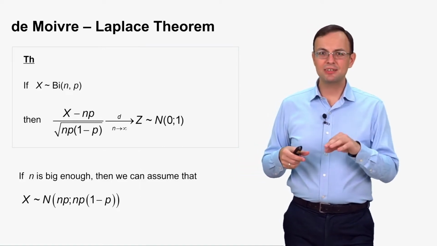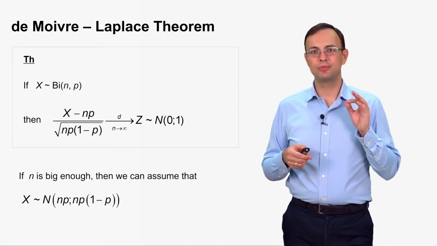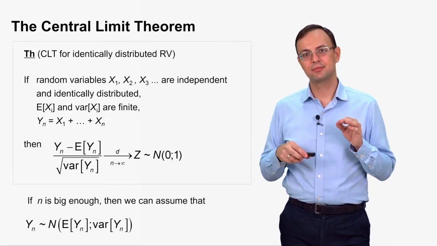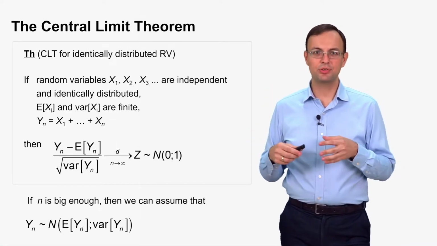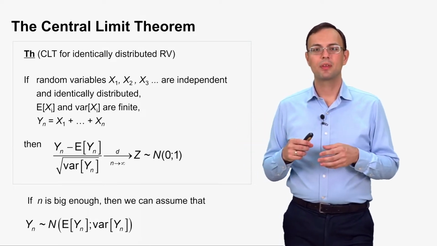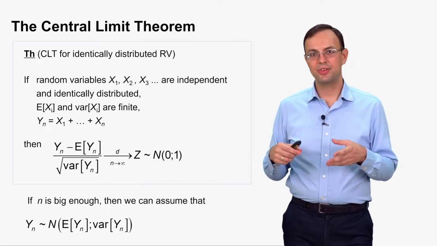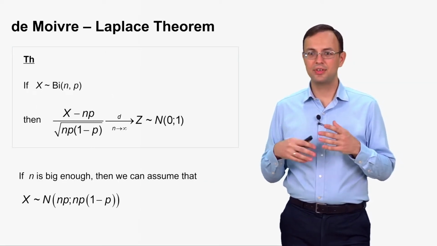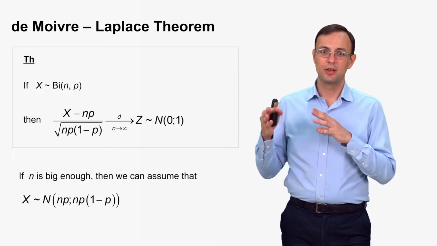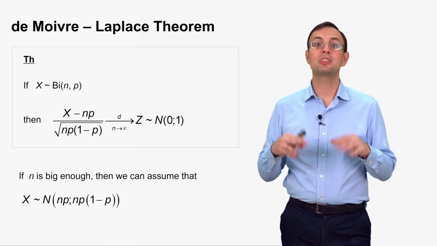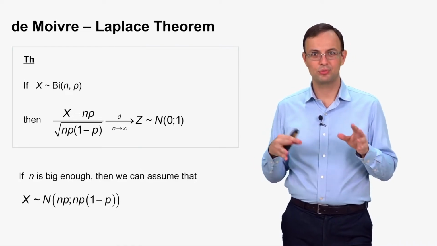Actually, it depends on the distribution of these xi's. For some distributions, we really need several dozens of x's to apply the theorem. For some distributions, this critical n is even lower. For example, n equal to 10 is quite enough to apply the CLT.